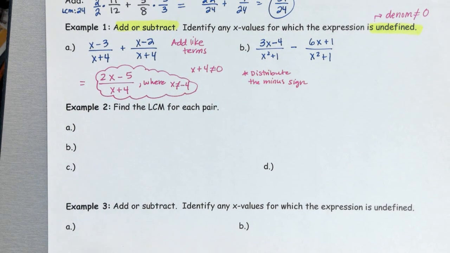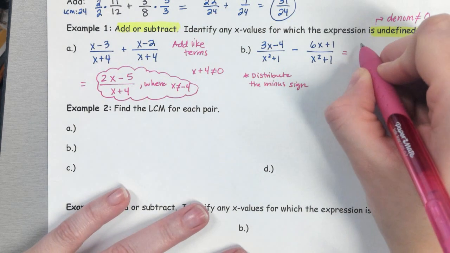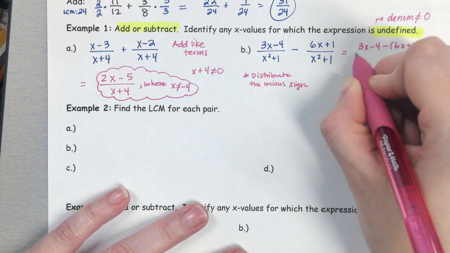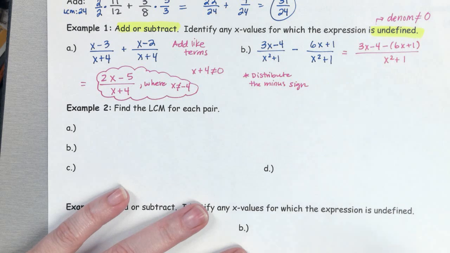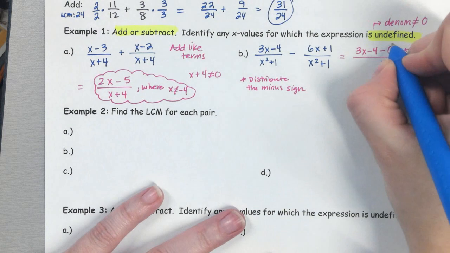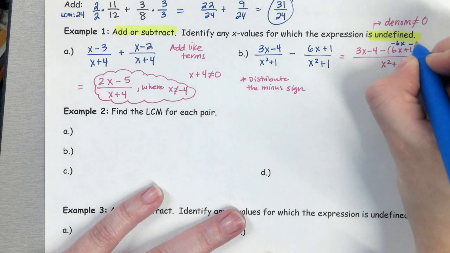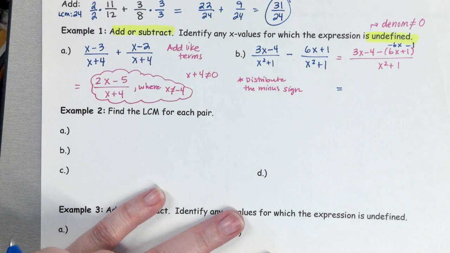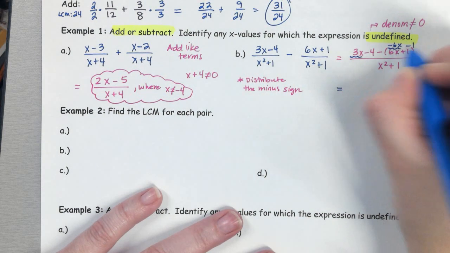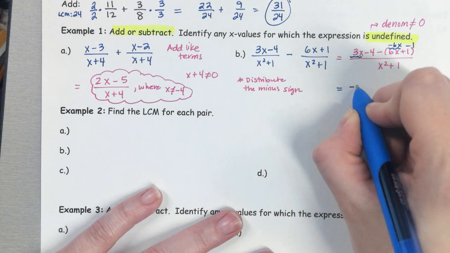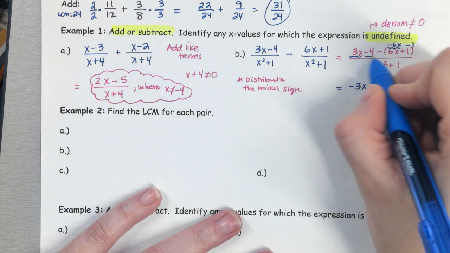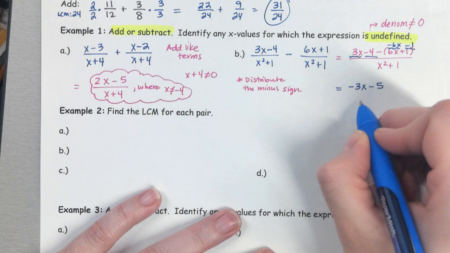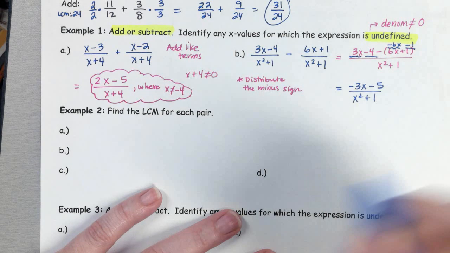Okay, and you can absolutely do that part in your head when you're doing this on your homework. Sometimes what I'll do is this, so I remember, and the denominator is the same. So this is negative 6x, and then when I distribute here, it's minus 1. Now I can combine my like terms. Okay, so I have 3x minus 6x. What's that going to be? Negative 3x. And then I have negative 4 minus 1, negative 5. And then it's over x squared plus 1.